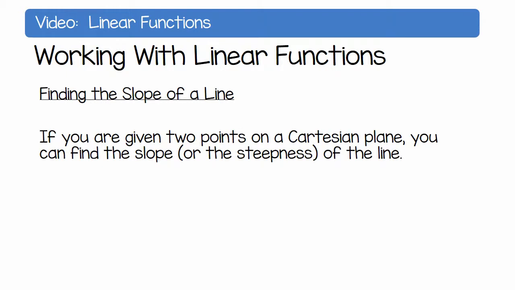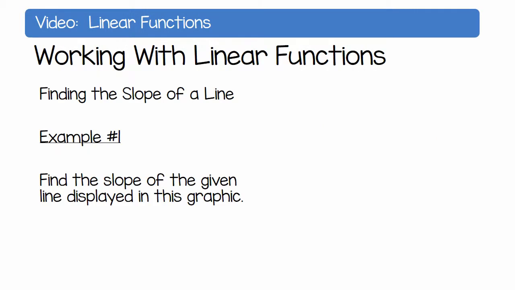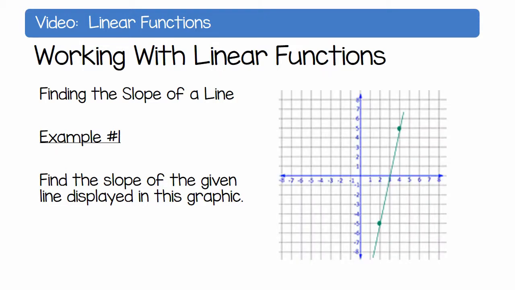Now, how can you find the slope of a line? If you are given 2 points on a Cartesian plane, you can find the slope or the steepness of the line. Here is an example. Example number 1. Find the slope of the given line displayed in this graphic, as represented by the green line. Now, let's see how we would do this.